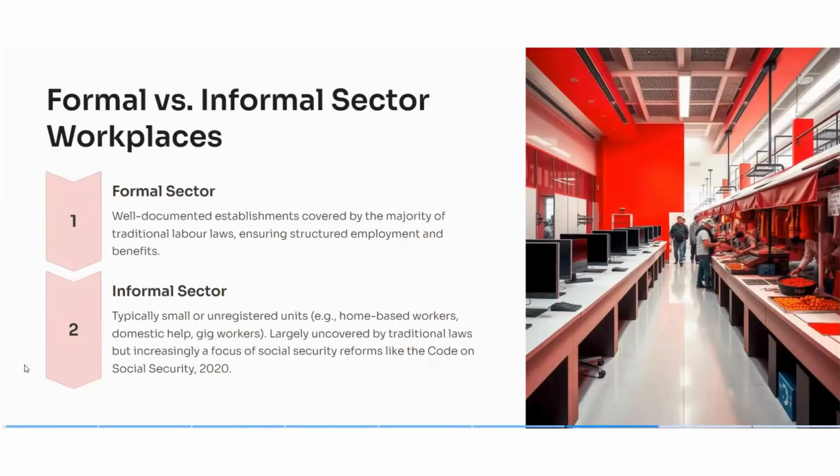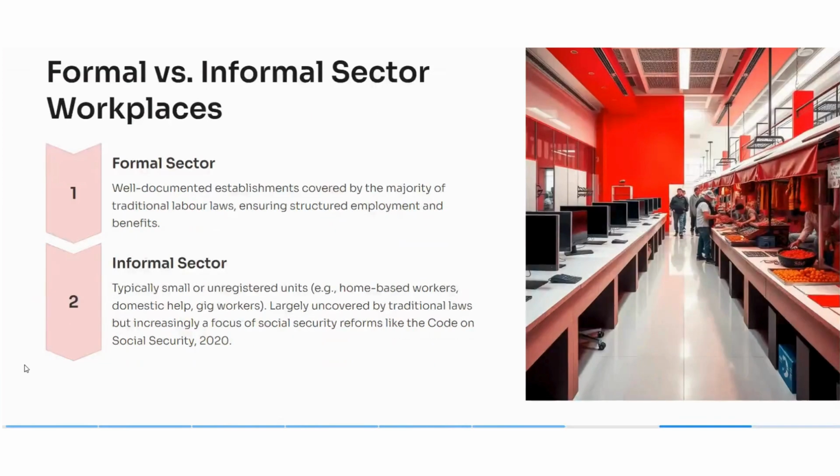Formal versus informal sector workplaces. Formal sector, well documented establishments, are covered by the majority of traditional labor laws, ensuring structured employment and benefits. Informal sector, typically small, unregistered units, for example, home-based workers, domestic help, gig workers, are largely uncovered by traditional laws, but there is an increasing focus on social security reforms like the Code on Social Security 2020, which would try to help out these gig workers.